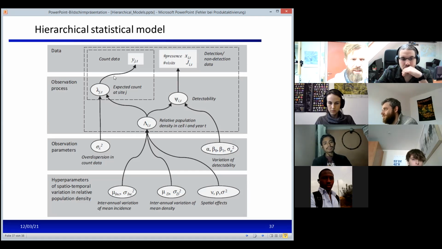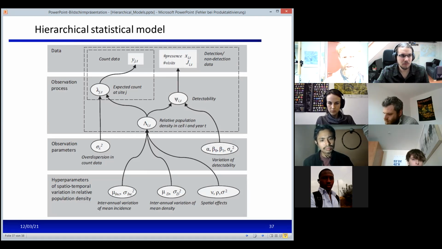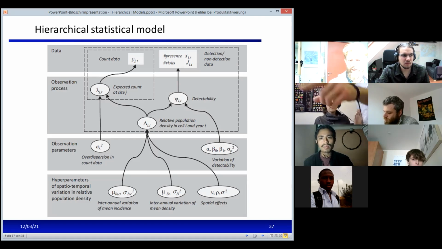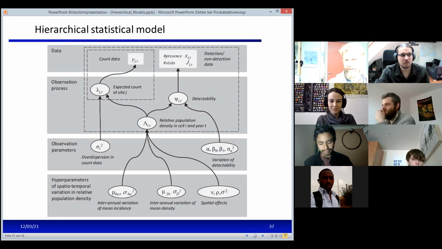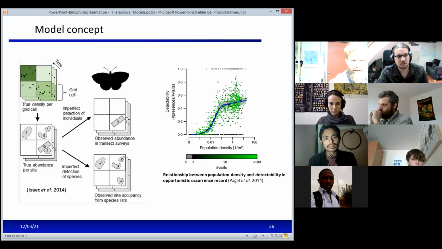Again, for our count data, and taking account of overdispersion, which, for example, arises from the fact that these transects only cover a small part of a grid cell, so the actual abundance on the area covered by a transect might be different from the average population density in the area, of course. So to describe this variation, and then for relating the proportion of detections in the atlas data to population density, we had to parameterize this functional relationship between population density and detectability.